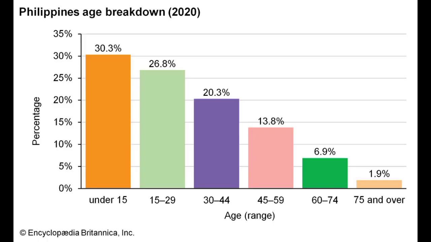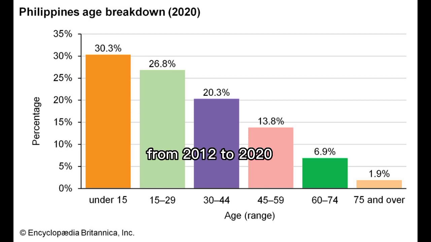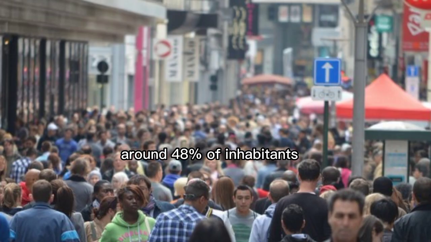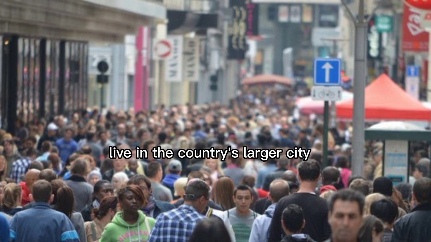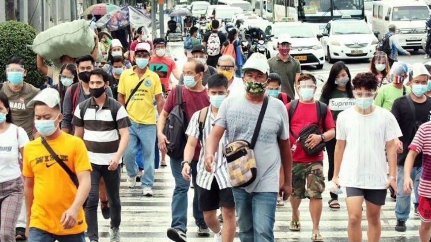The average age in the Philippines rose by 1.36 years from 2012 to 2020, from 22.74 to 24.10 years. Around 48% of inhabitants live in the country's larger cities. The growing trend of urbanization is increasing by 2.1% annually.